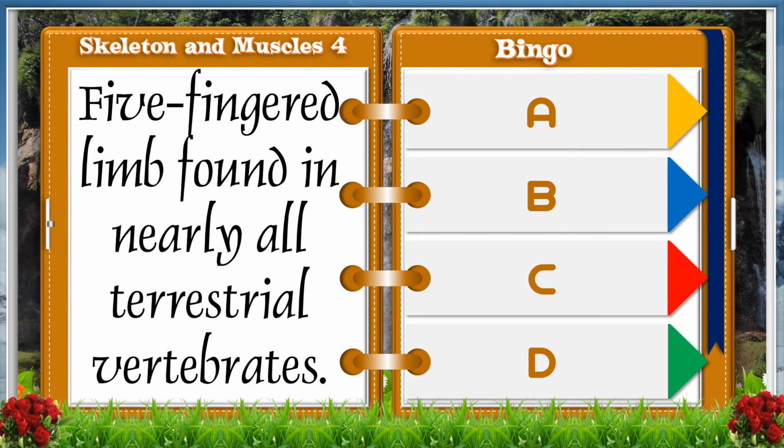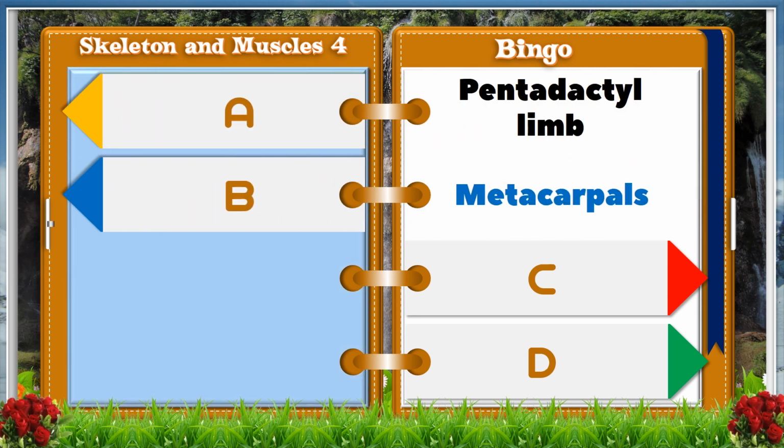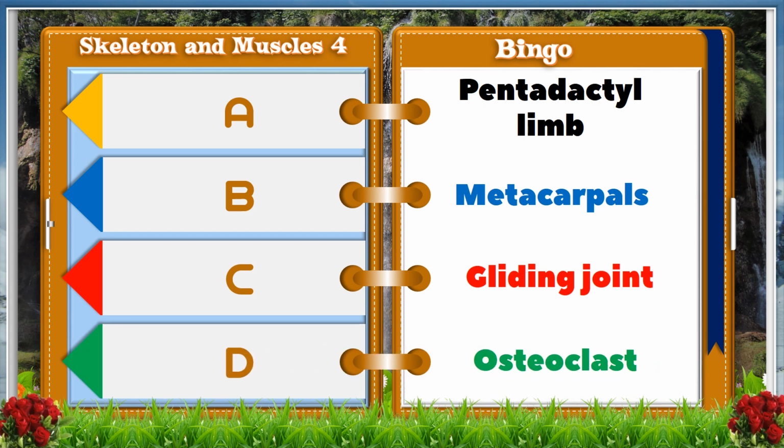A five-fingered limb found in nearly all terrestrial vertebrates. A. Pentadactyl. B. Metacarpals. C. Gliding joints. D. Osteoclast. And the answer is A. Pentadactyl limb.